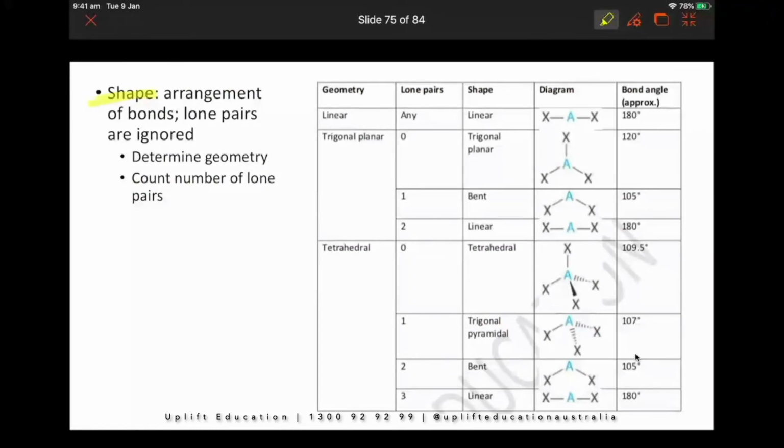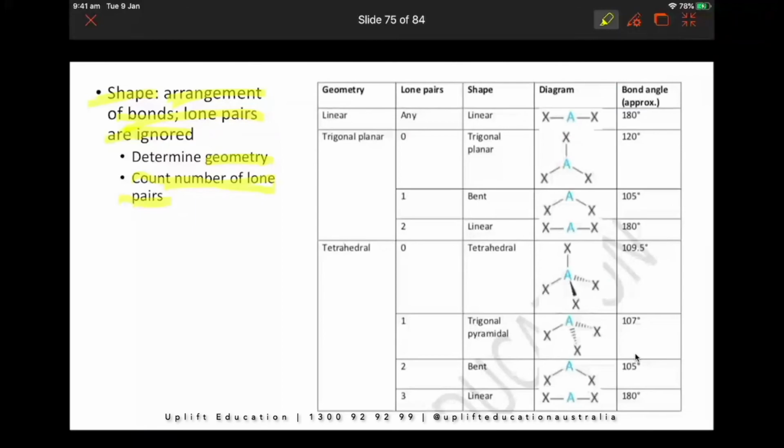So just quickly going through shape theory, and shape, like I told you before, is a bit different from geometry. When we're talking about shape, we're looking only at the arrangement of bonds. So we're only looking at the arrangement of single bonds or double bonds or triple bonds. Lone pairs are all ignored when we're talking about shape. Determining the shape has a bit of a different method. The first thing you have to do is determine the geometry. And then the second thing you have to do is actually count the number of lone pairs. Even though shape ignores lone pairs, to actually calculate it, you need to count the number of lone pairs.